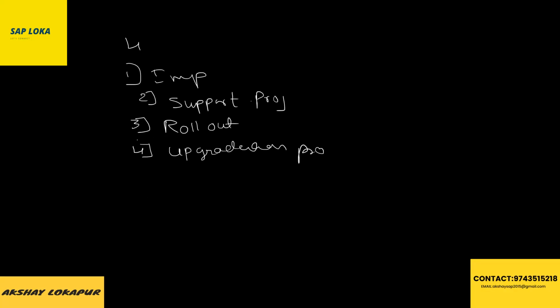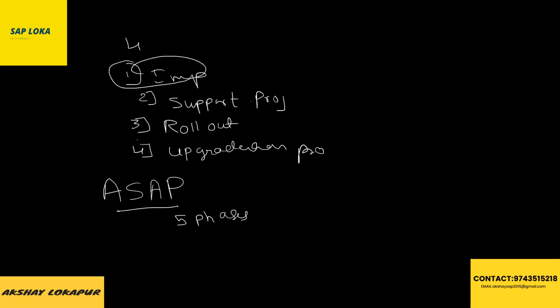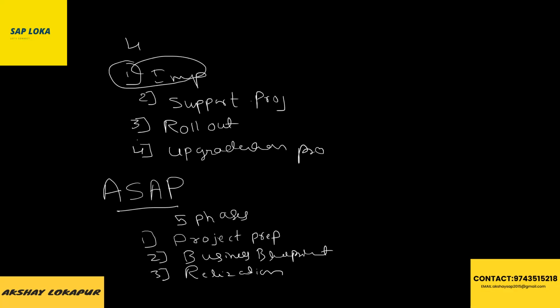So we are discussing about this first project, right? Implementation project. So how we will do? Using SAP methodology, we will do the implementation. SAP means what? Accelerated SAP methodology, right? So it has 5 phases. First one is the project preparation. Second one is business blueprint. Your third one is realization phase. Fourth one, final preparation. Fifth one, go live and hypercare support.